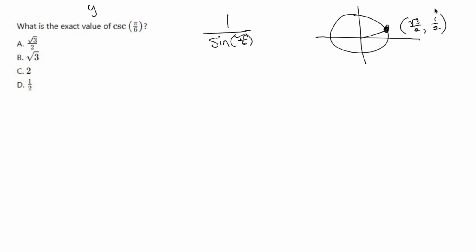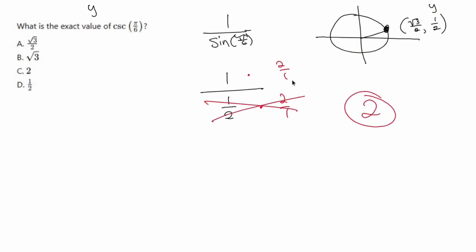So the y value, the sine value, is going to be 1/2. So this is the same as 1 over 1/2. Multiply the top and the bottom by 2 over 1, and you get 2 as your final answer because it becomes 2 over 1, and C is going to be our guy.